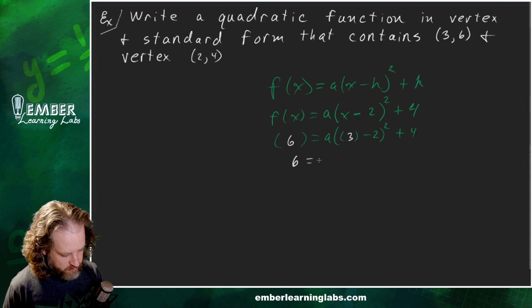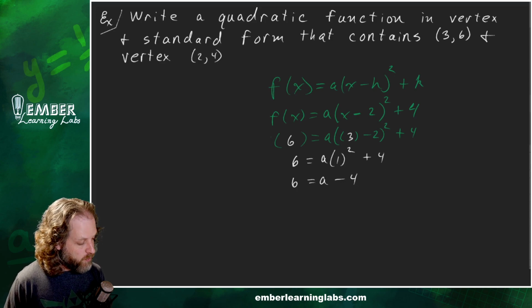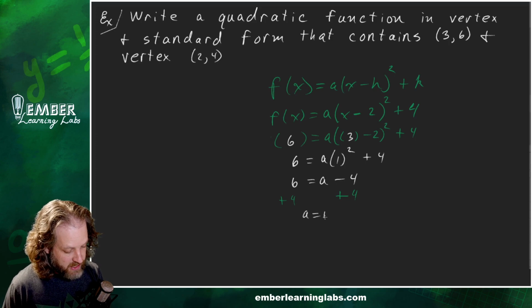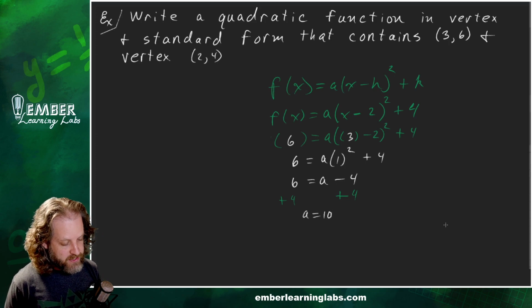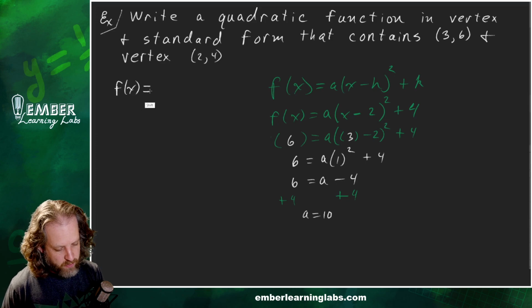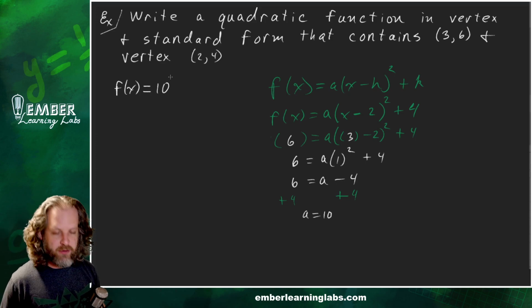So 6 equals a times (3 minus 2) squared plus 4. 3 minus 2 is 1, squared is 1. So 6 equals a minus 4. We get rid of this 4, so we need to add it to both sides. Plus 4. So a equals 10. So this equation in vertex form is f of x equals 10. I thought 10 seemed a little bit weird.